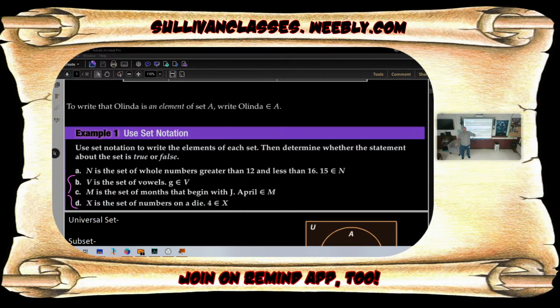For vowels, Wheel of Fortune rules, y is a consonant. And this is set among them. Oh, and for part D, assume a normal D6. It does just say a die, and that's not fair. A D6.